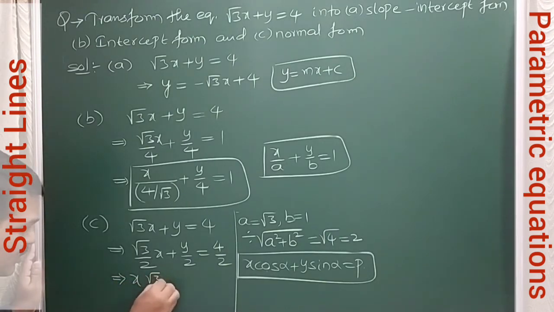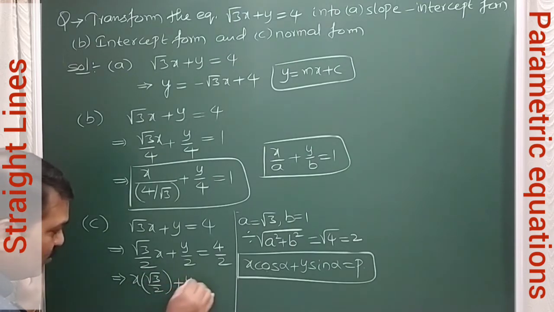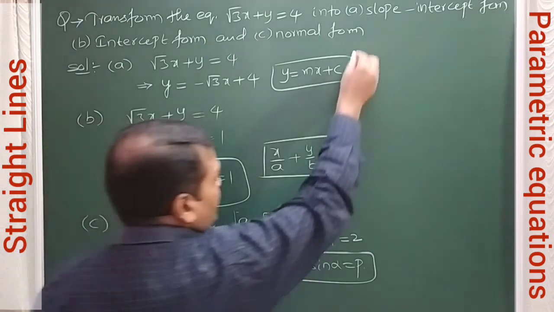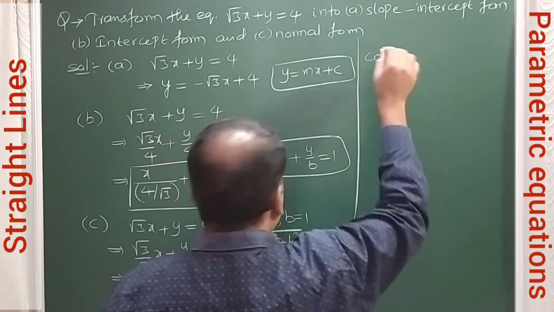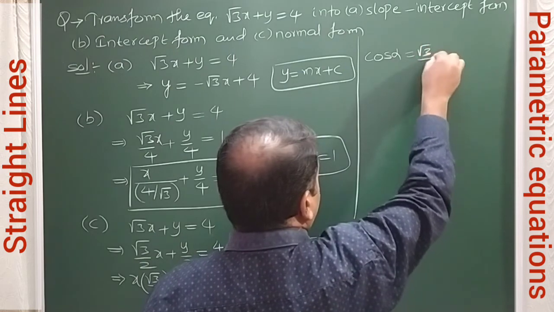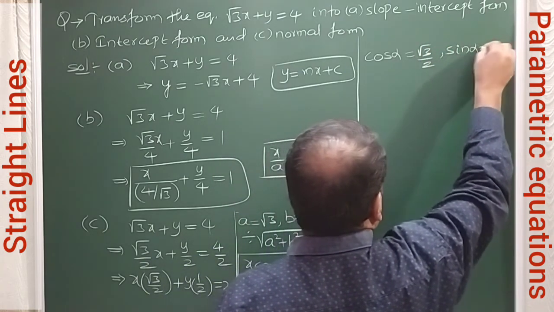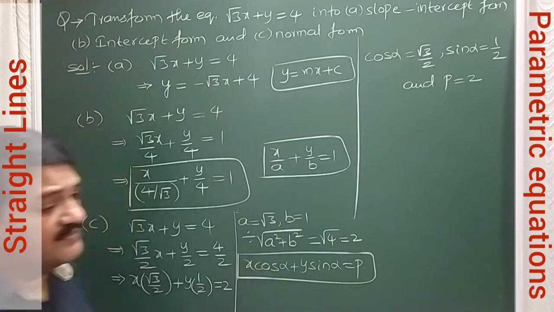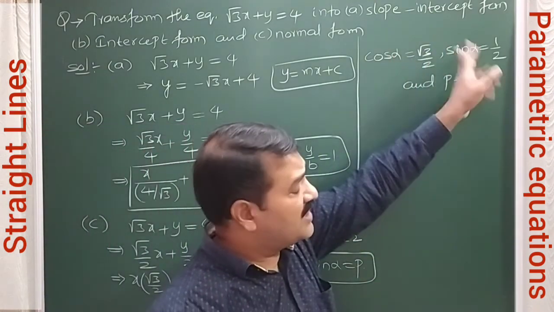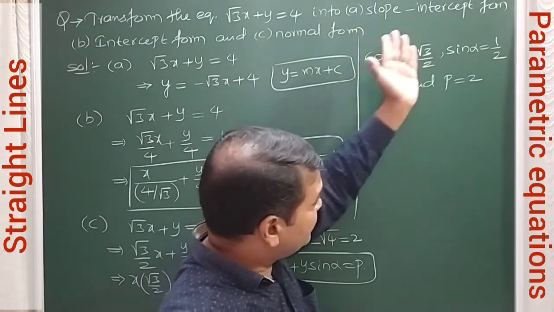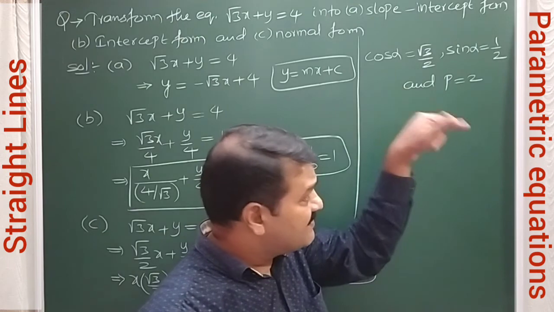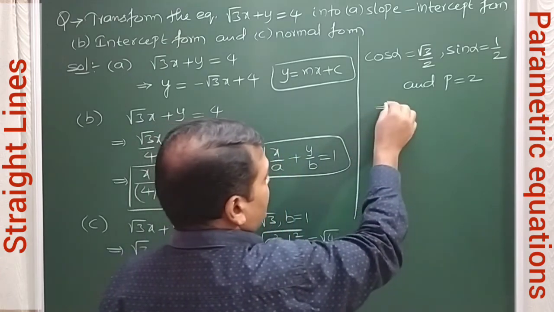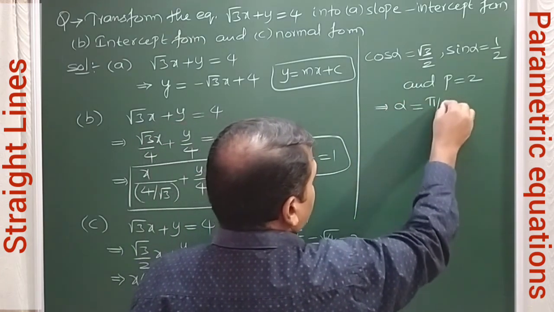X into root 3 by 2 plus y into 1 by 2 is equal to 2. So compare with the normal form. So when you compare with the normal form, you will get cos alpha is equal to root 3 by 2, sin alpha is equal to 1 by 2, and p is equal to 2 when you compare with the normal form of the line. So cos alpha, sin alpha values we got here. Can we find alpha? Yes. Cos alpha, sin alpha both are positive. So alpha lies in first quadrant. For which angle you will get like this? 30 degrees. So alpha will be 30 or pi by 6.